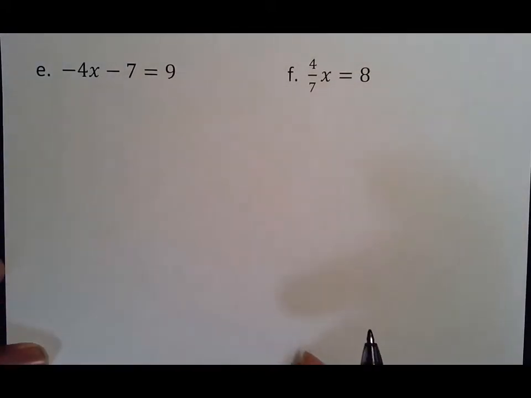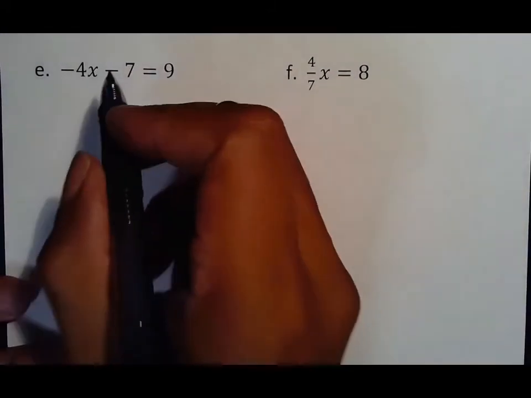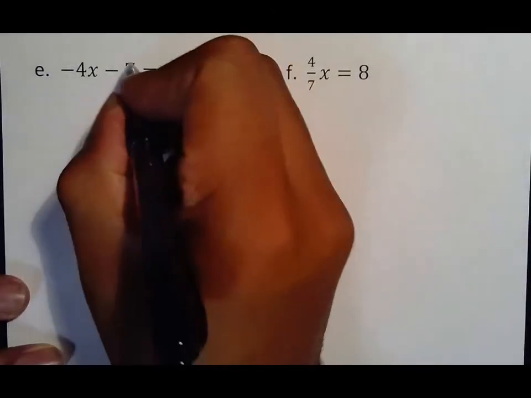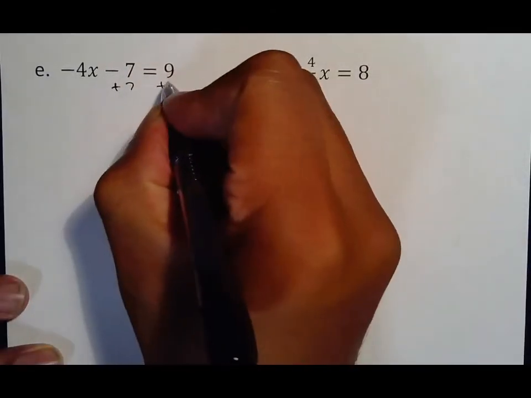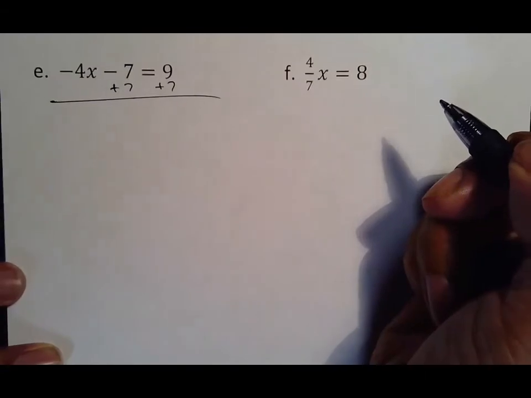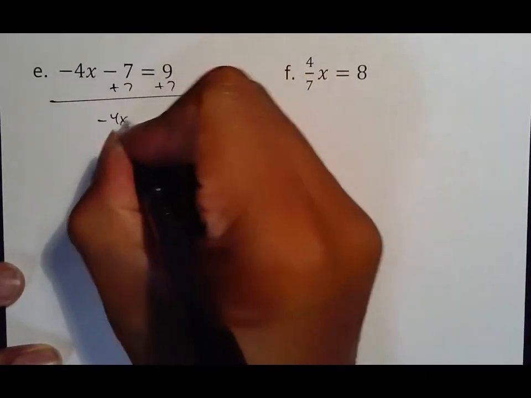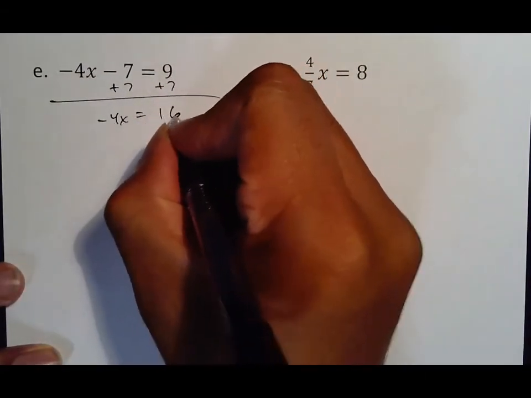Negative 4x minus 7 equals 9. Again, the first thing I would do is get rid of that plus or minus number. So that minus 7 is going to move by adding 7. Do not forget that there is a negative 4 attached to x. 9 and 7 make 16.